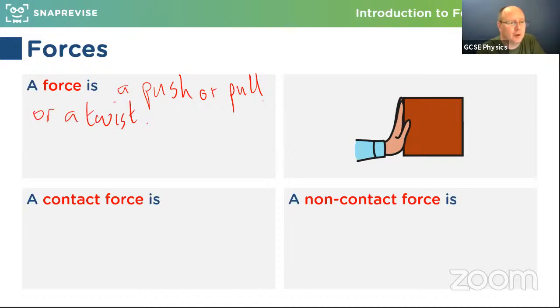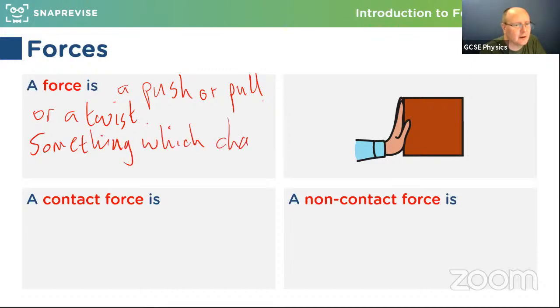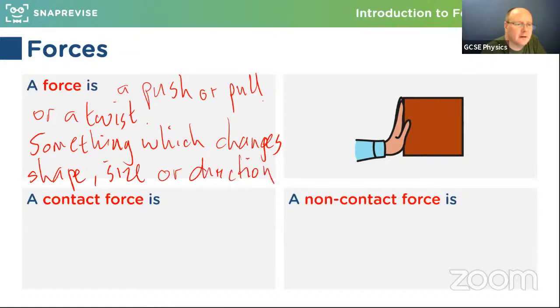So a push or a pull or a twist, something which changes the shape, size, or direction of an object is really good. Changes shape, size, or direction of an object. Good. Okay, so yeah, a stretch, a twist, a pull, a push. These are what you would say if you were asked to define a force.